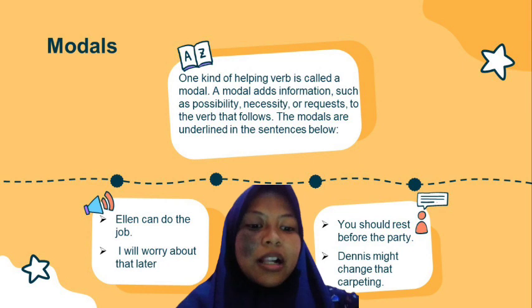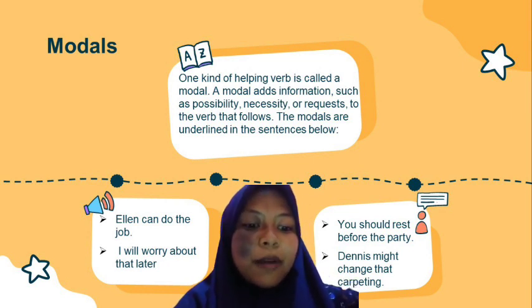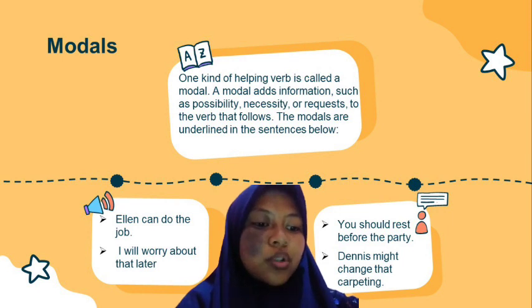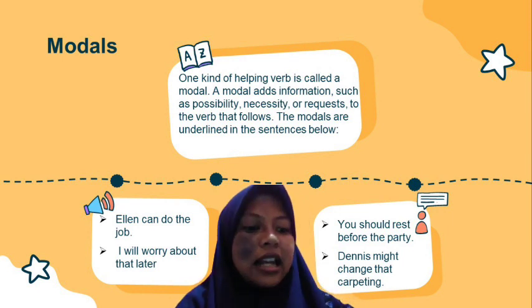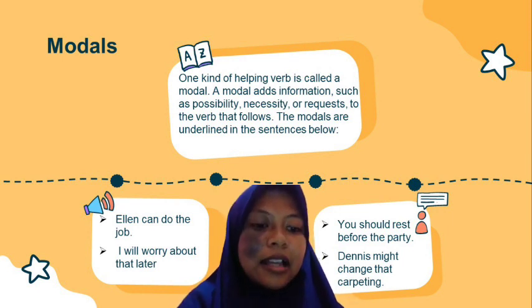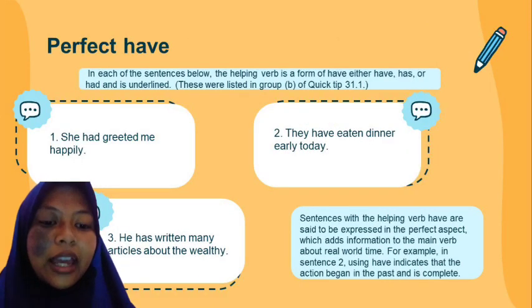For the examples: Alan can do the job. Next is: I will worry about that later. Next is: you should rest before the party. And last is: Dennis might think that. And this is the perfect have.